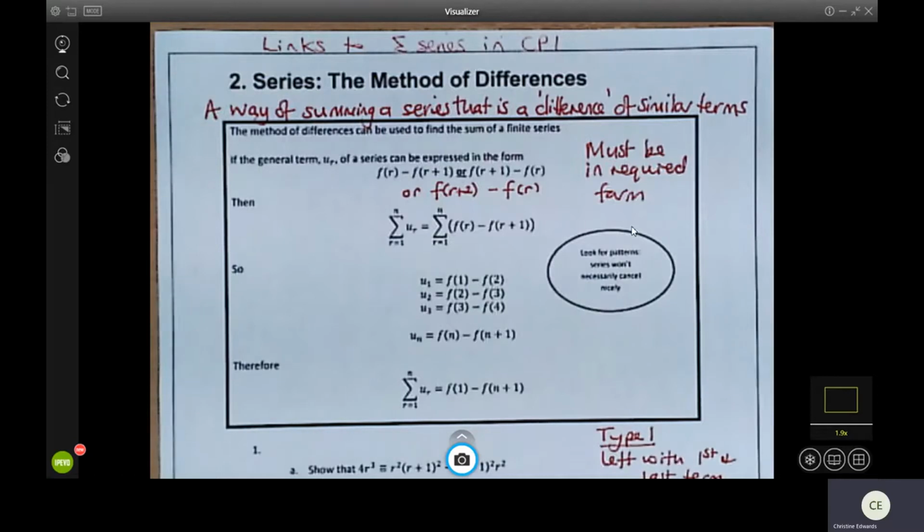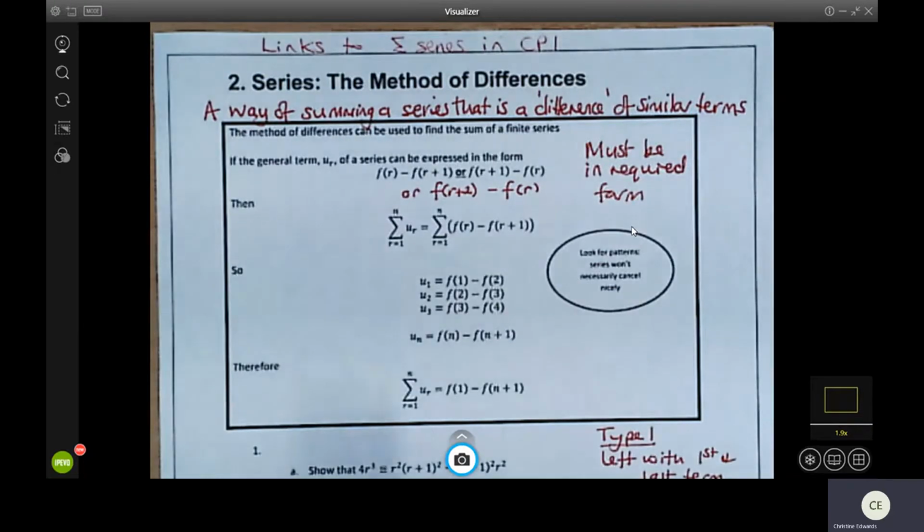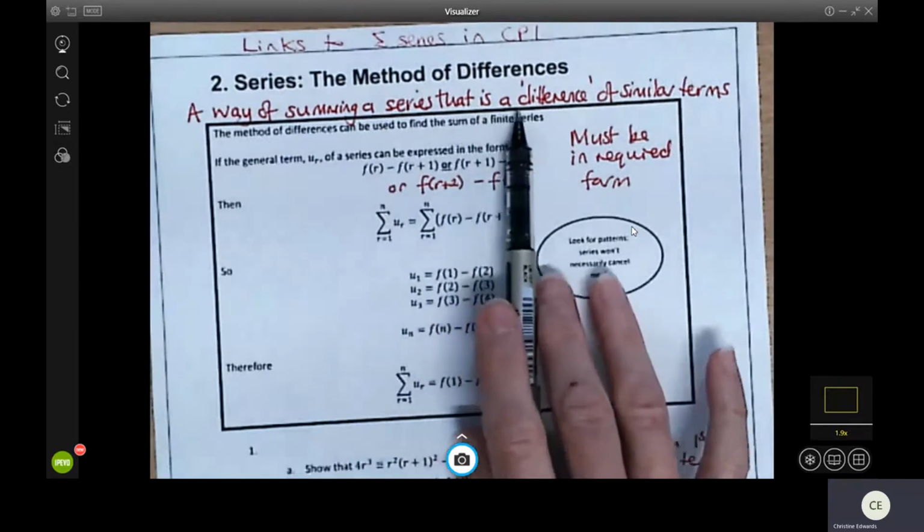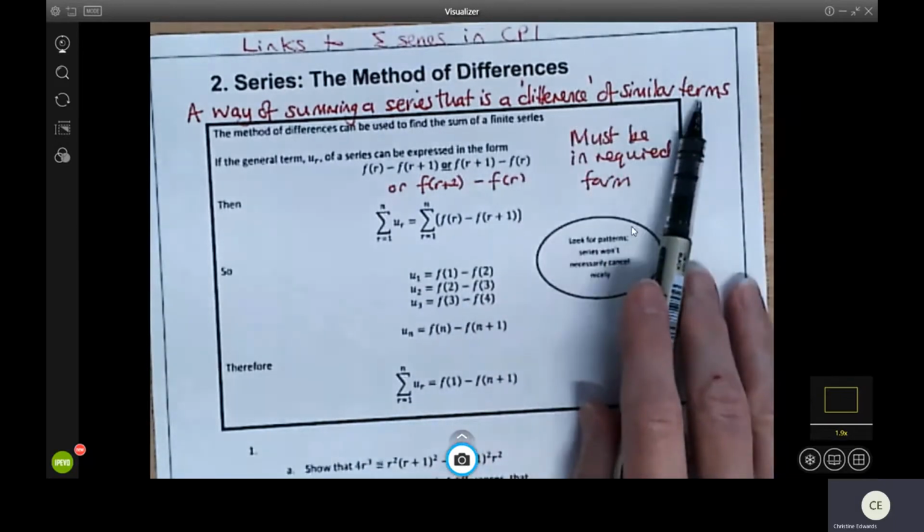This video introduces the method of differences. It is the next stage of the summations that you met in Core Pure Year 1 and is a way of summing finite series where we've got a difference of similar terms.